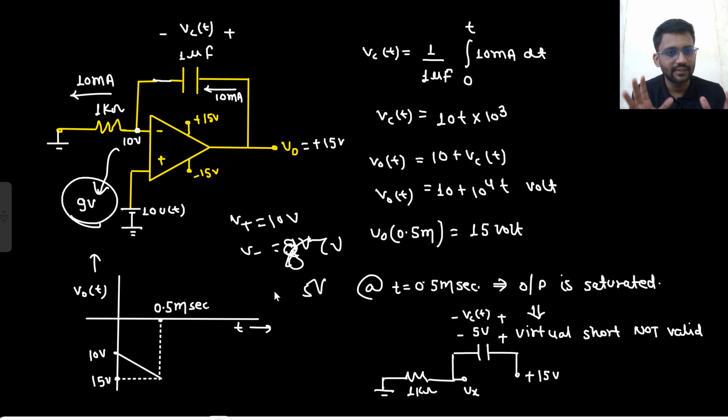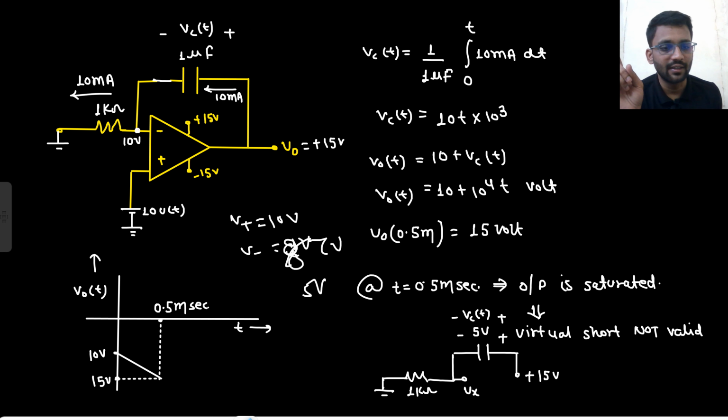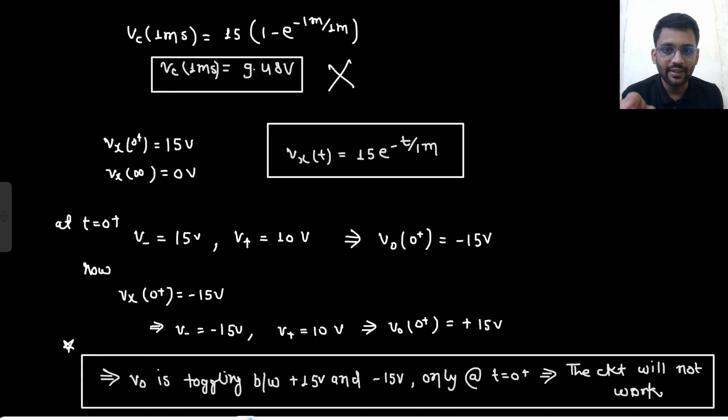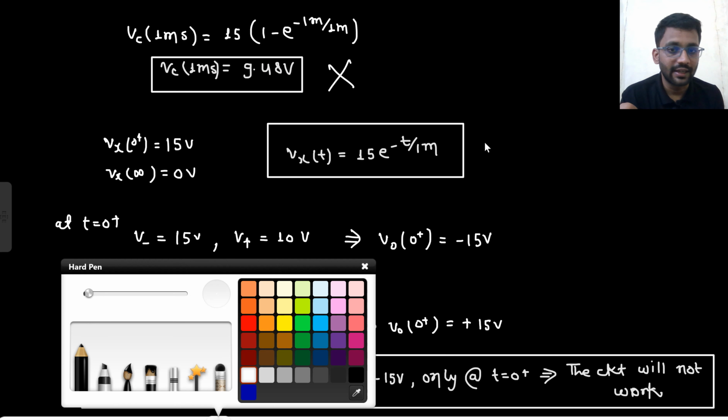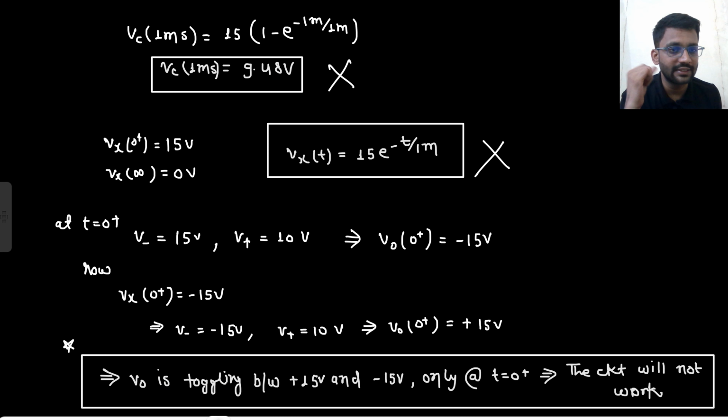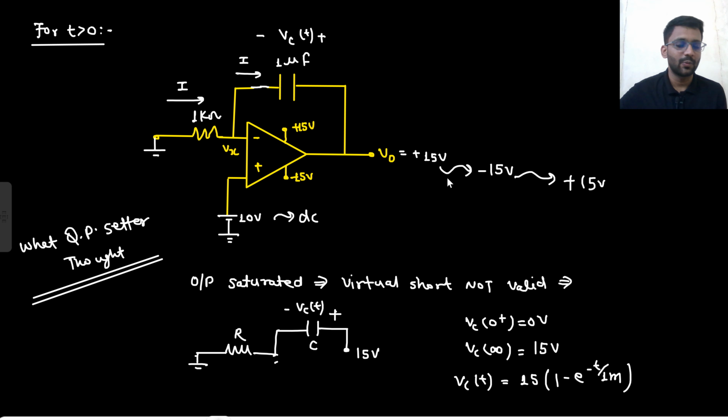So it will certainly behave as a simple RC circuit, with this node being 15 volt and this node being ground. So whatever Vx equation we wrote here is correct. But in the previous case, the Vx equation that we wrote is wrong. Why is that wrong? Because at the very next moment output has a problem. Output is saying that from 15 I will immediately go to minus 15.